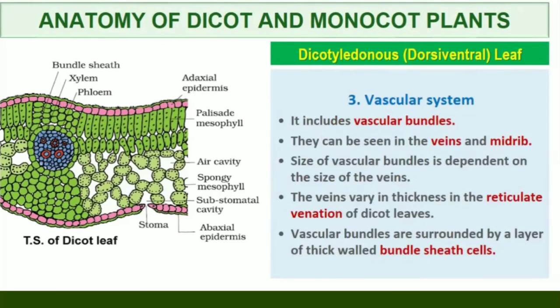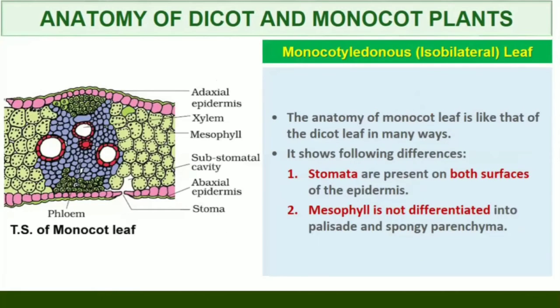Vascular system includes vascular bundles, which can be seen in the veins and the midrib. The size of the vascular bundles is dependent on the size of the veins. The veins vary in thickness in the reticulate venation of the dicot leaves. The vascular bundles are surrounded by a layer of thick-walled bundle sheath cells. Lastly, isobilateral leaf or monocotyledonous leaf.